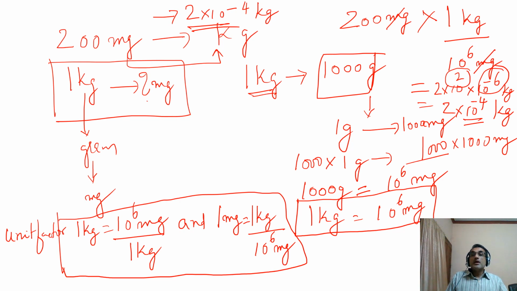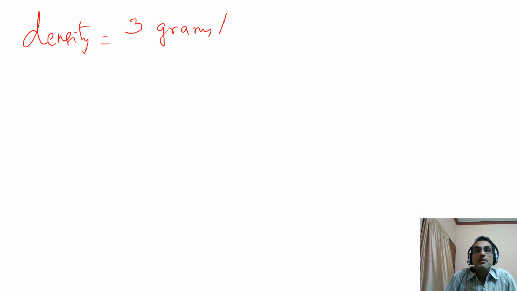So this is how you can convert it in 2 steps. Now we have got another example where there can be properties which are expressed using a combination of units. Like for example, you have density. Let us assume that the density being given is, say, 3 grams per ml, and the question is we have to convert this into milligrams per liter. So how to go about it?